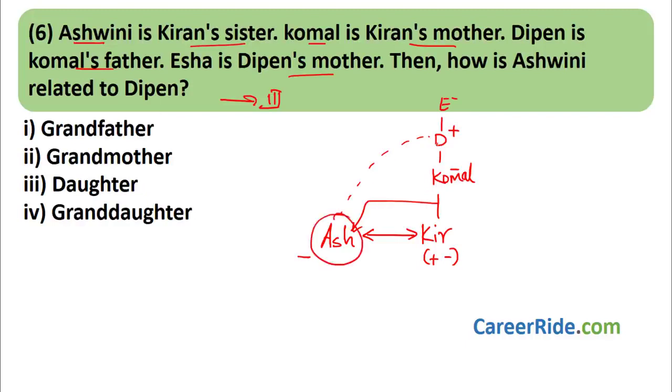So, Ashwini and Dipen will be what? Grandfather and granddaughter. So, how is Ashwini related to Dipen? Ashwini is granddaughter of Dipen. See how easy it was? Moving to next question.